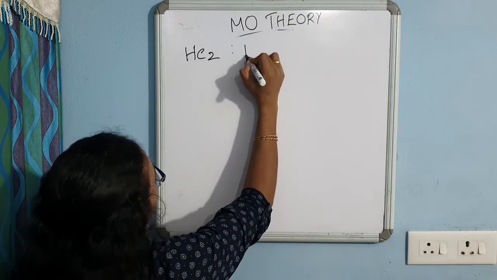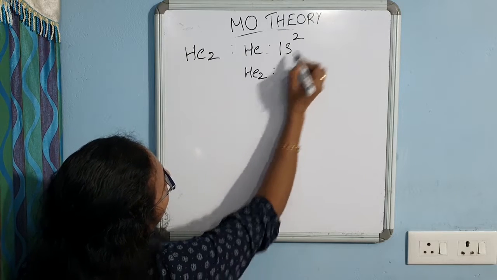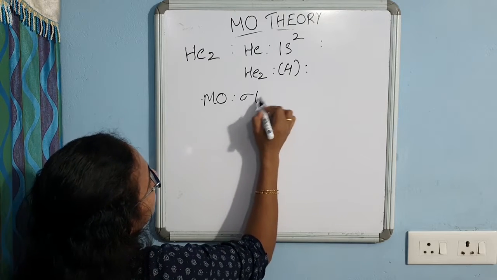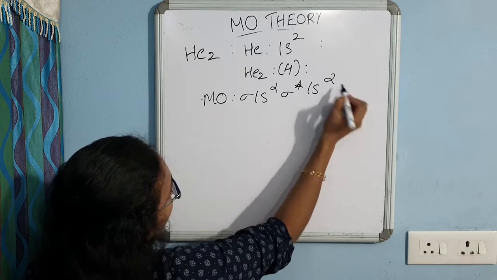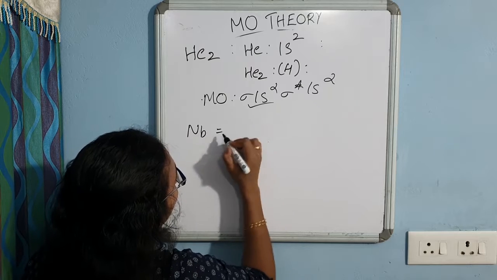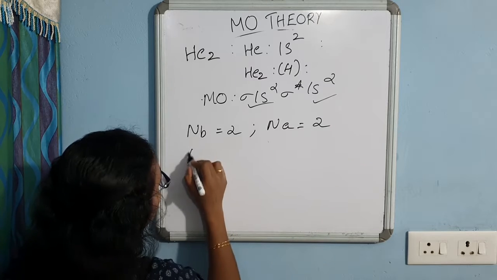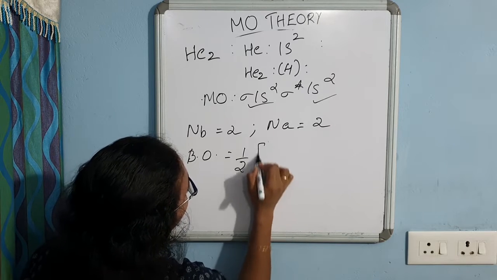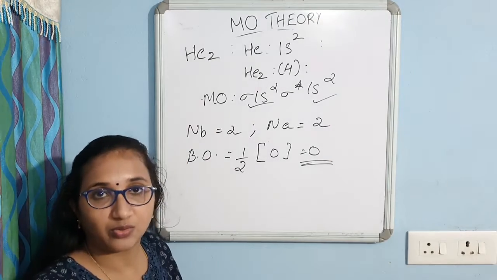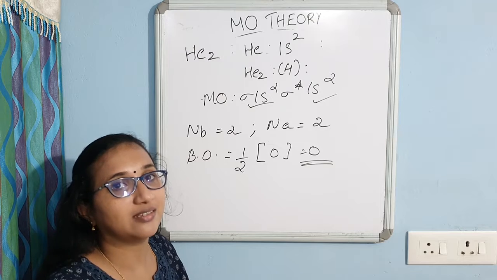For that we can write the configuration of helium atom, that is 1s2. And for helium molecule, we have a total of 4 electrons. So for 4 electrons, the MO configuration will be sigma 1s2, sigma star 1s2. Now, we know the bonding molecular orbital contains 2 electrons, and the antibonding orbital also contains 2 electrons. So bond order will be half into 2 minus 2, that is 0. So here, bond order comes out to be 0. That means there is no bond between the two helium atoms, or the molecule does not exist.